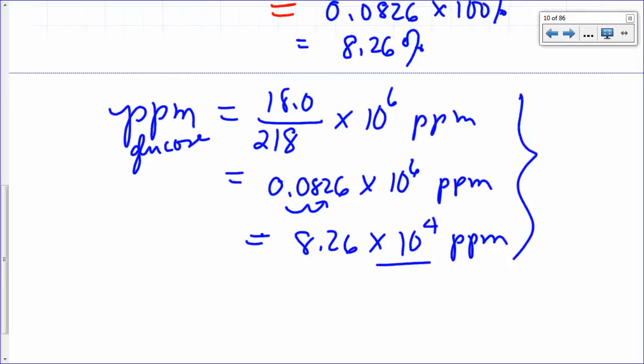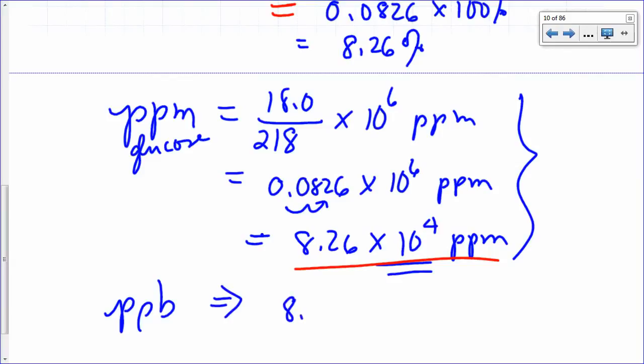Now, you'll notice this is a large number. We generally don't use parts per million when you have numbers this large. Okay, so it's not convenient. But the reason parts per million is defined is sometimes we have to deal with very, very low concentrations, and so if you get huge numbers like this, it's not a convenient unit to use. Parts per billion, same thing, except you multiply by 10 to the 9, so it's going to be 8.26 times 10 to the 7 parts per billion.